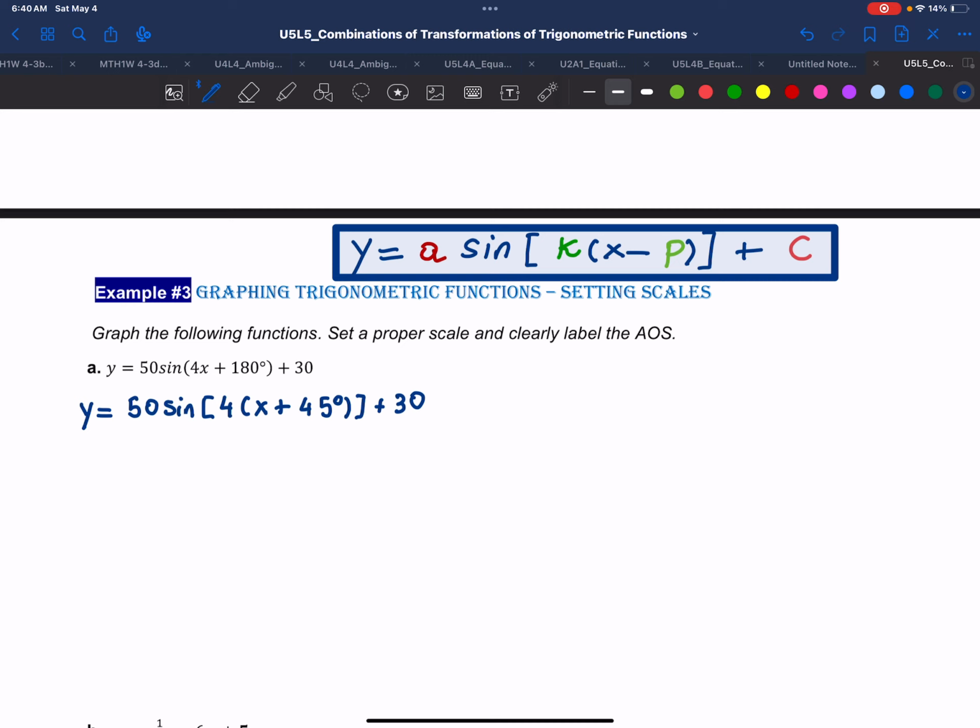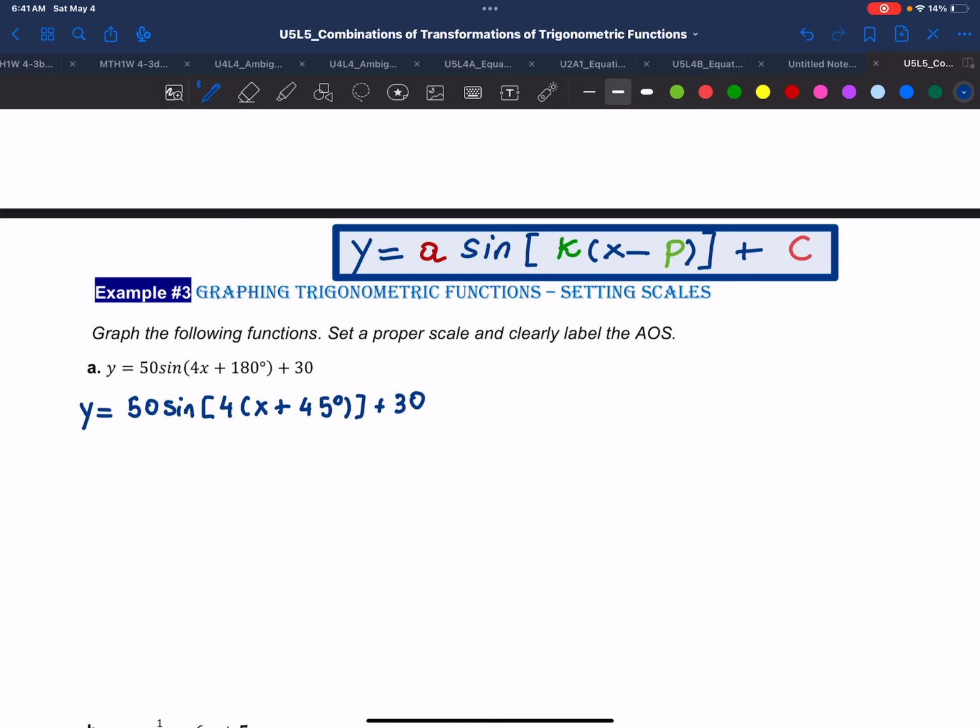So whenever I graph a trigonometric function, I try to look at the vertical coefficients first and then the horizontal coefficients, because setting a good scale is important, and without understanding what transformations and what coefficients we have in the equation, we cannot set a good scale.